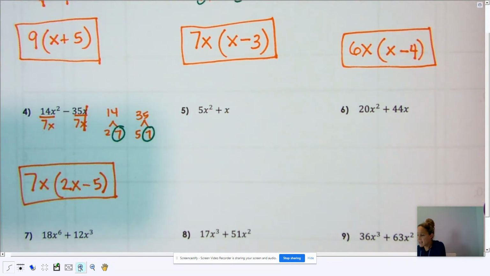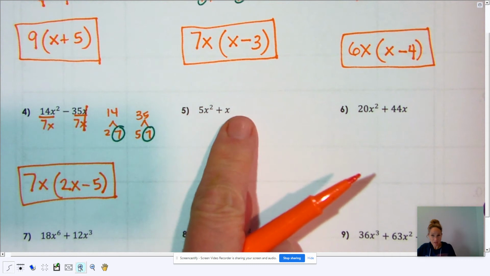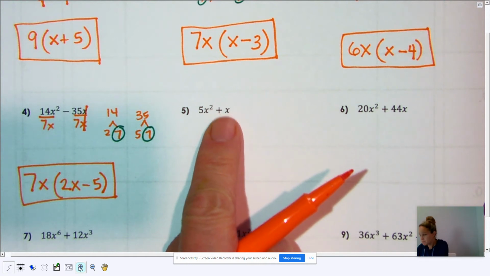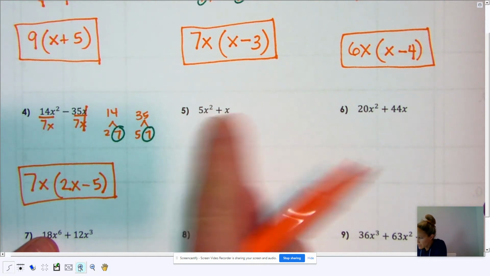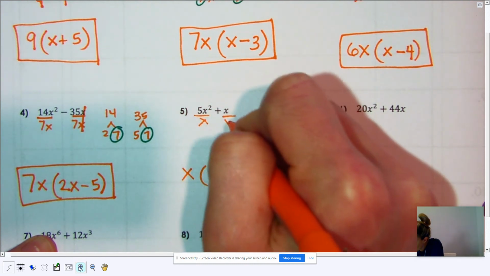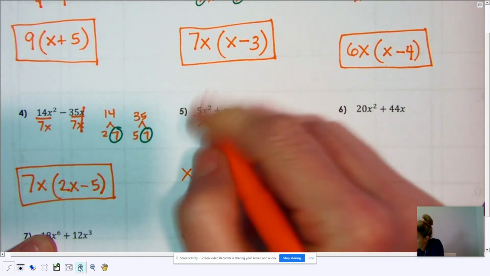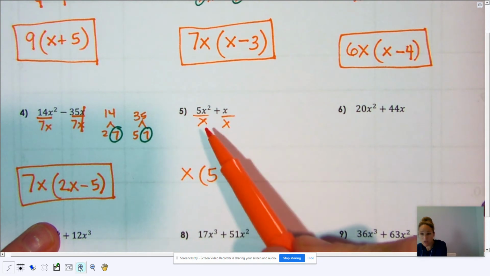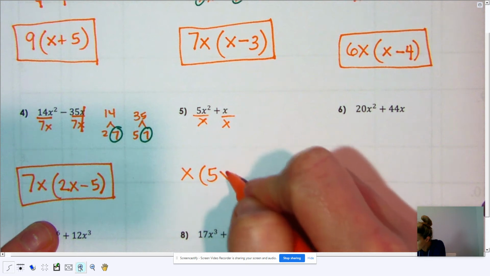Question number 5. Well, I can't pull out any numbers because 5 and 1 just have 1 in common, but it doesn't really help us to pull out a 1. But we could say this one had 2 x's, this one had 1 x, so I can pull an x out. So divide by x, divide by x. Let's see what's left. So I have 5, and then if I had 2 x's and I divided one of them off, I would have 1 x left.